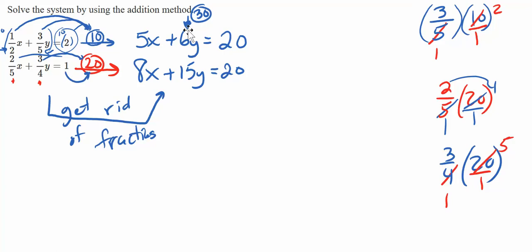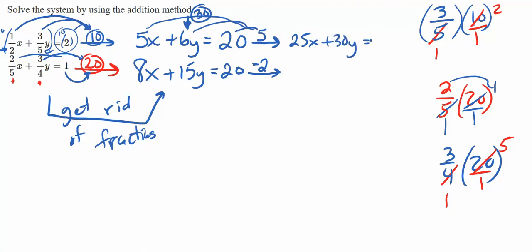That means I'm going to have to multiply this one by 5. That's going to give me a 30y. And then I'm going to multiply this one by 2. It gives me a 30y as well, but I'm going to have to negate that so that it comes out negative. So now let's try it. 5 times 5 is 25x. 6 times 5 is 30y. And 20 times 5 is 100. On the bottom here, 8 times -2 is negative 16x.